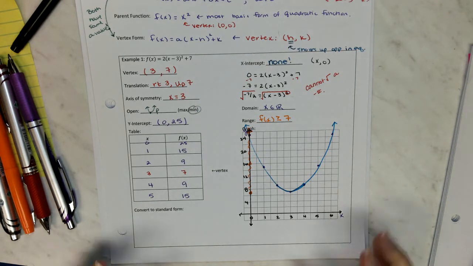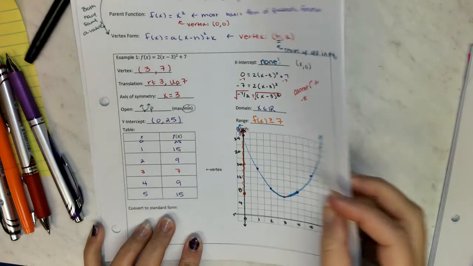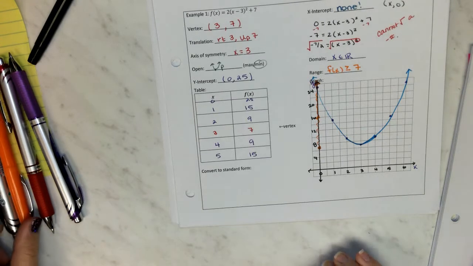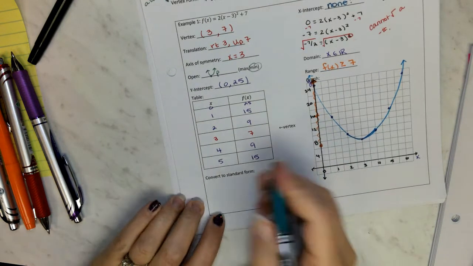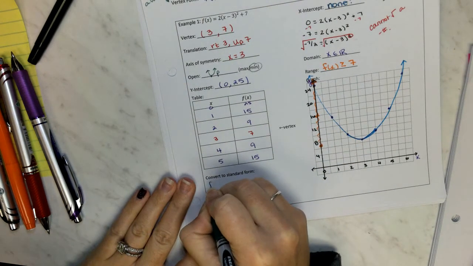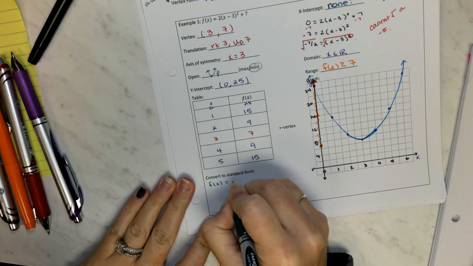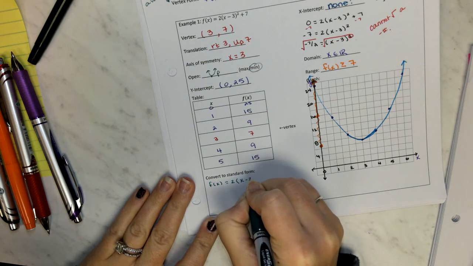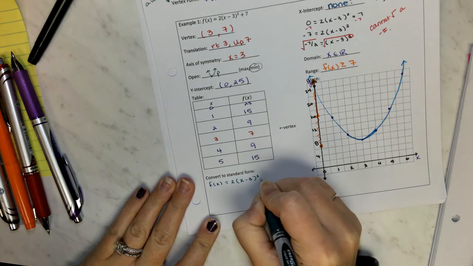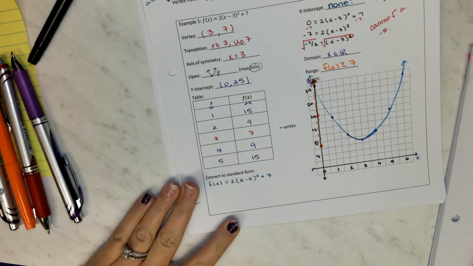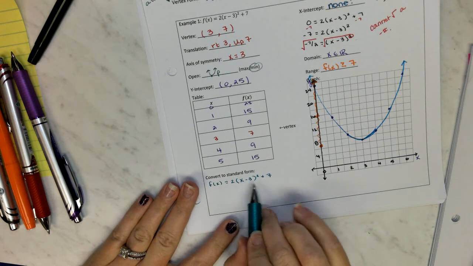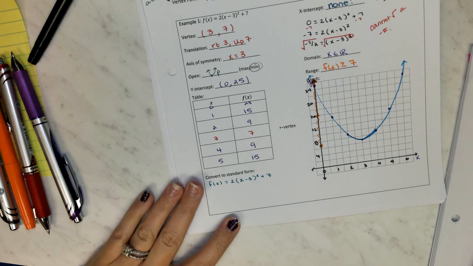Okay? All right, so let's talk about converting this to standard form then. What we are going to do down here, we have f of x equals 2 times (x minus 3) squared plus 7. What you'll need to do is expand that (x minus 3) squared.